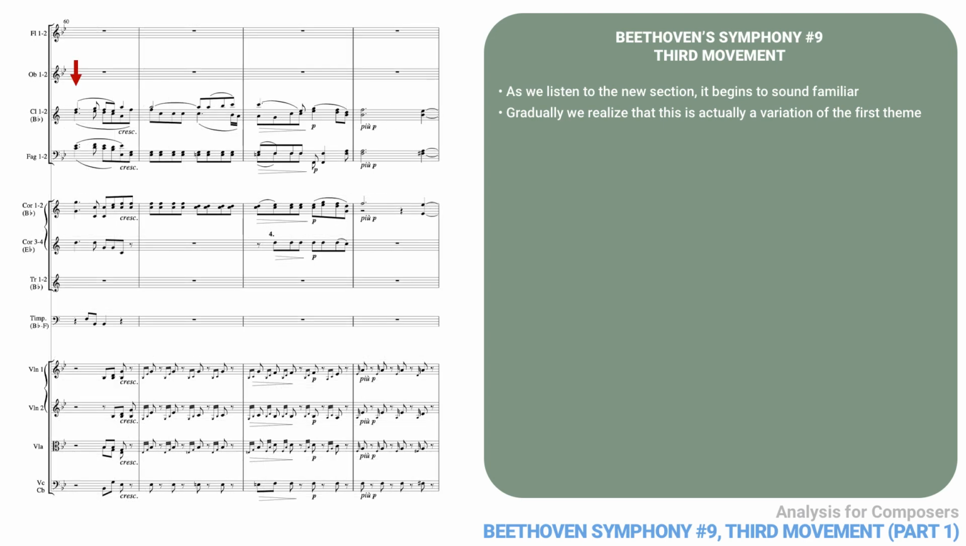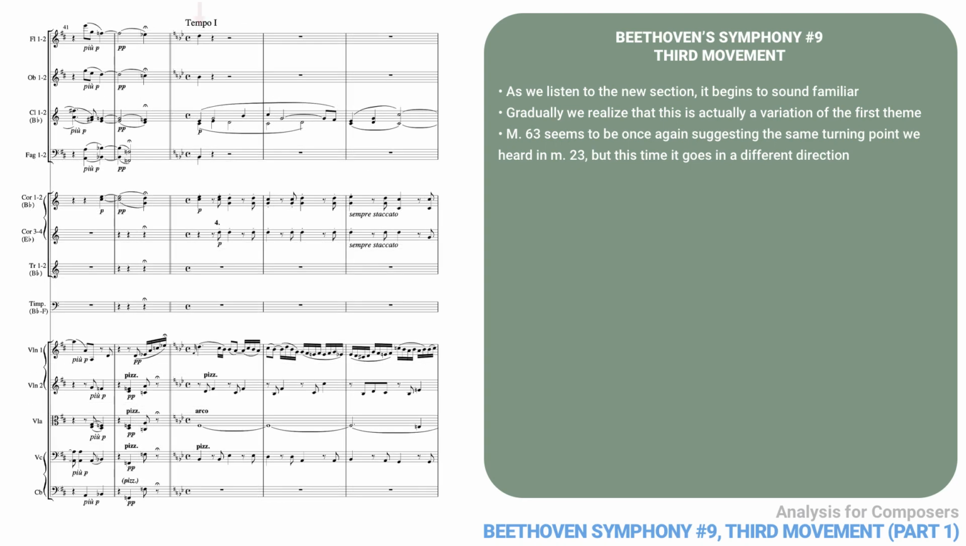When the fourth phrase arrives in measure 60, the accompaniment changes, as it did before. Notice those familiar little arpeggios in the violins and viola. As before, the melody is now in the first clarinet. And, as in the first section, flutes and oboes don't play at all here. Measure 63 seems to be once again suggesting the same turning point we heard in measure 23, but this time it will go in a different direction. Let's listen to this section.